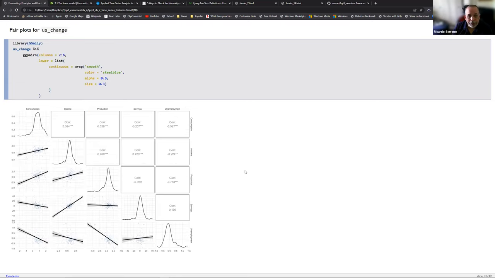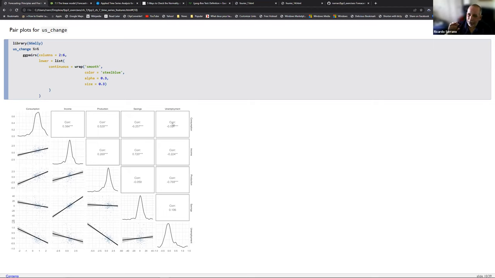So let's see how we can do a little bit of exploratory analysis with these predictors. We have this pair plot from the GGally package, and we have seen it in other chapters. In fact, apparently the author is very keen to use it. We're going to see the correlations and also the tendency that each of these predictors have with each other. We have consumption, income, production, savings, and unemployment.